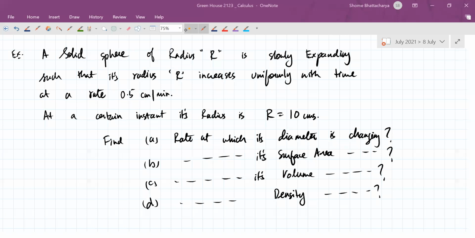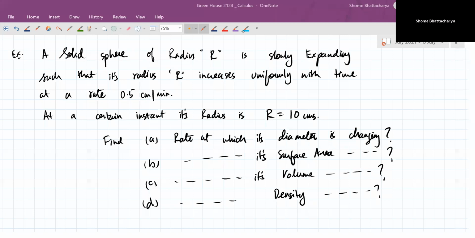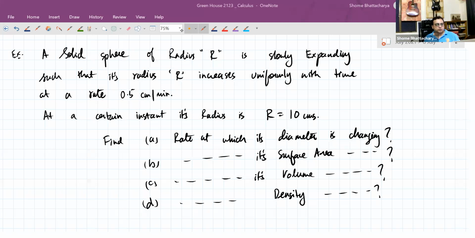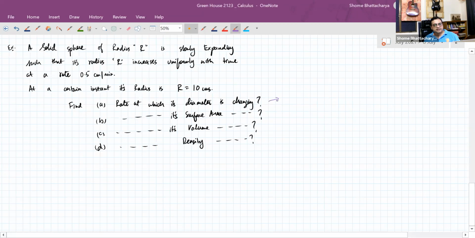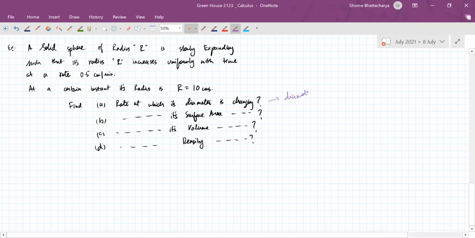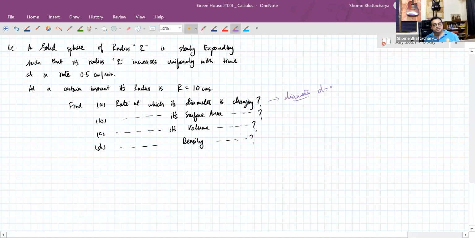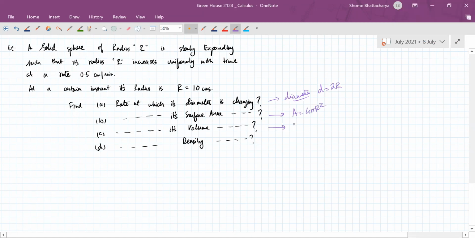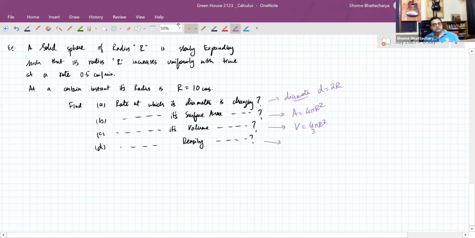Okay, so I'm first of all just writing the formulas that we'll require. What is the relationship between each of these quantities which are asked? Diameter, suppose we write as d, it's 2 times the radius. Surface area, let's say we write as A or whatever. So that is 4 pi r square. Volume is 4/3 pi r cube. Very good.